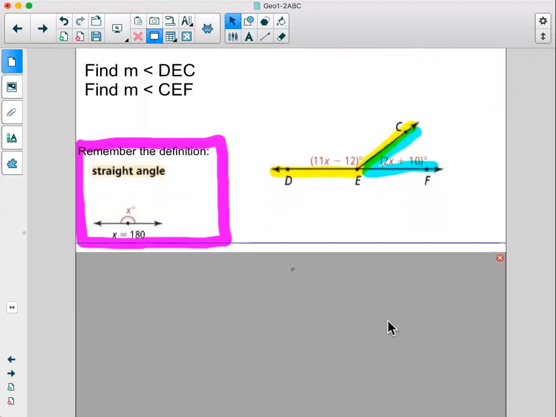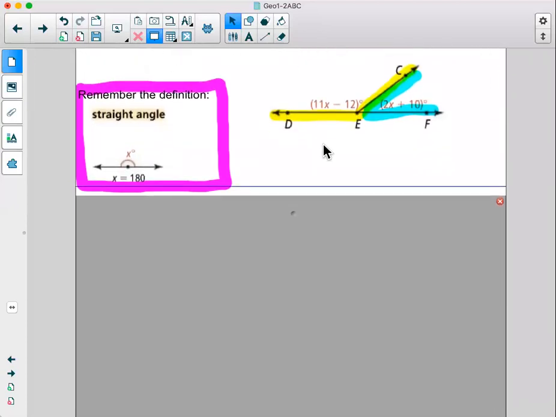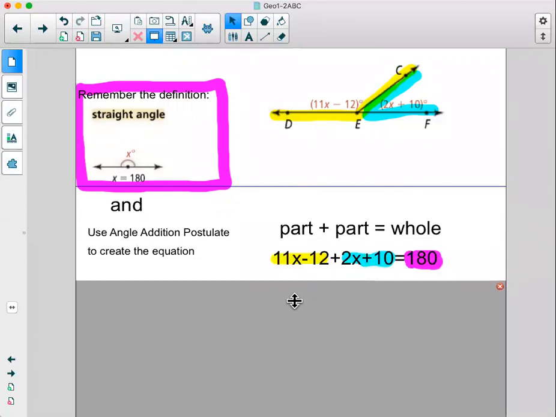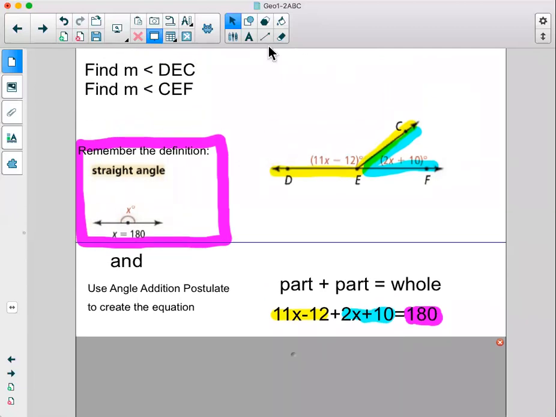Once we know that, we can use the angle addition postulate because these two angles, one ends where the other begins. They don't overlap, there's no gap, so we can say part plus part equals the whole. And the whole is the big 180, the straight angle.